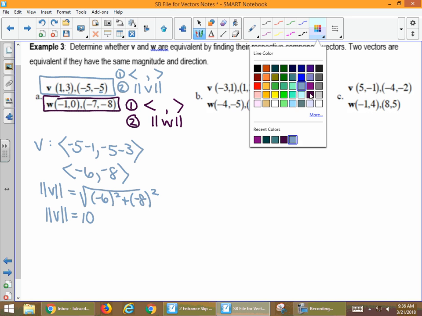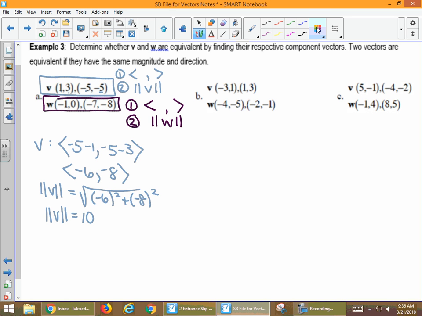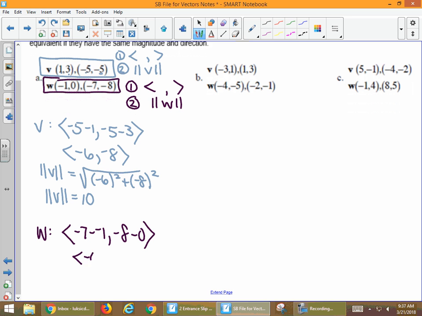All right, let's do W. -7 minus -1. And -8 minus 0. Are V and W equivalent, Tarday? Yeah, and you don't even really need to find that second magnitude. You know if it has the same components, it's going to have the same magnitude. So these are equivalent.